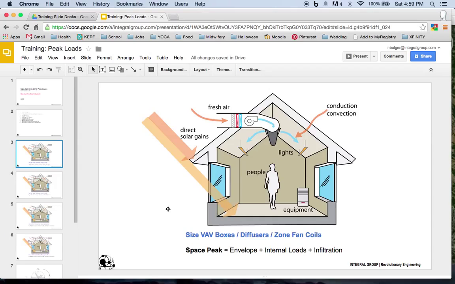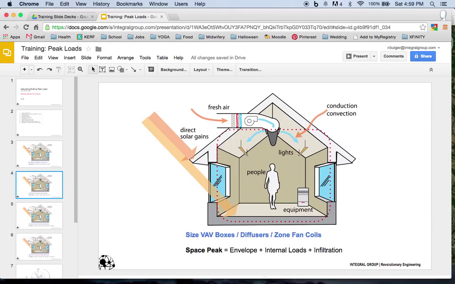We have our direct solar gains, both hitting the surface and warming the surface of the roof or the walls, and then also transferring all the way through our fenestrations and onto the floor. And then we have our fresh air. And so when we talk about space peaks, we're really talking about the peaks that are occurring inside the space attributed to the envelope and the internal loads and often the infiltration.